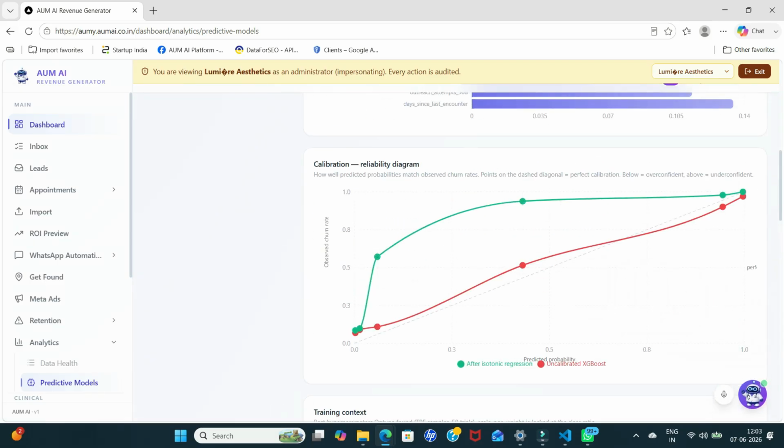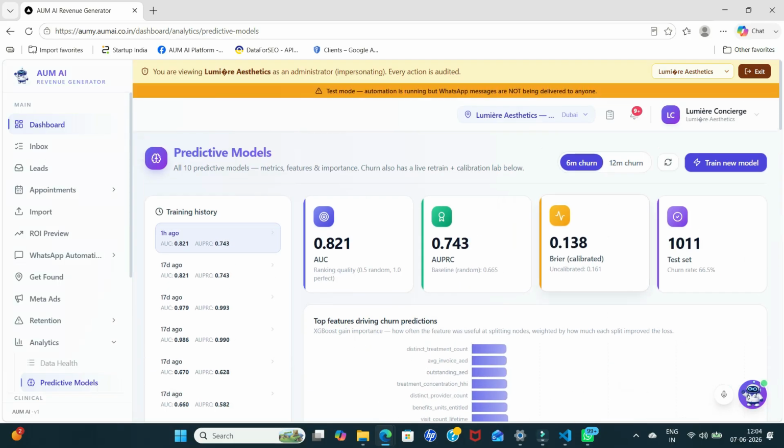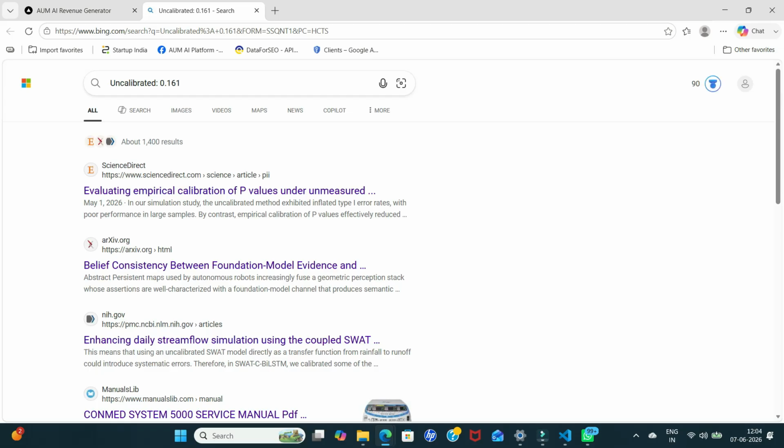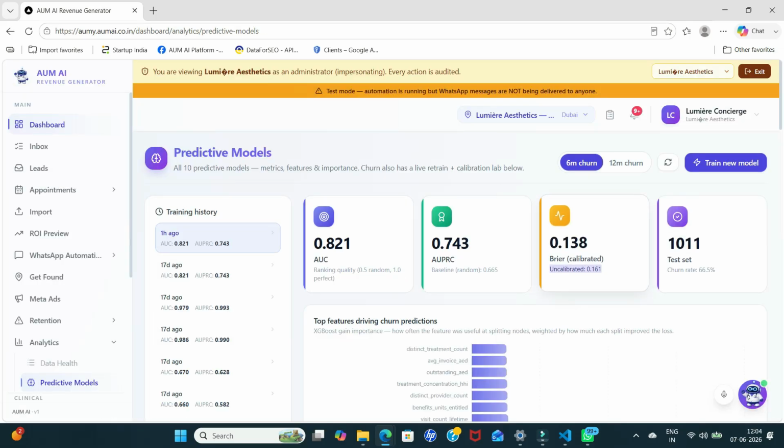Calibration, this is a step most production models skip. If you see here, red is the raw XGBoost. Great ranker but poor probability estimator. If you set a business rule, for example, patients above 0.7 probability get a phone call, that threshold means nothing with raw output. So it has to be calibrated. Green is after isotonic regression, a monotonic mapping on a held-out calibration set. Ranking is preserved, but now when the system says 72% churn risk, that number is actionable. The Brier score drops from 0.161 to 0.138. Small movement, large consequences for everything built on top of it.